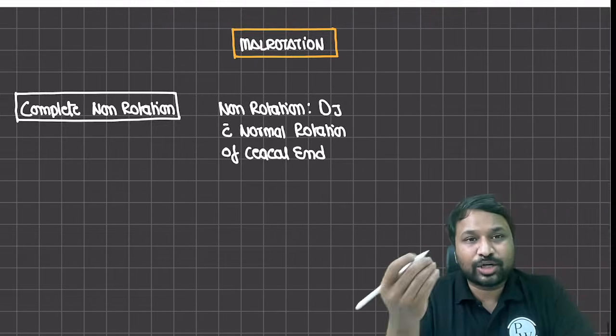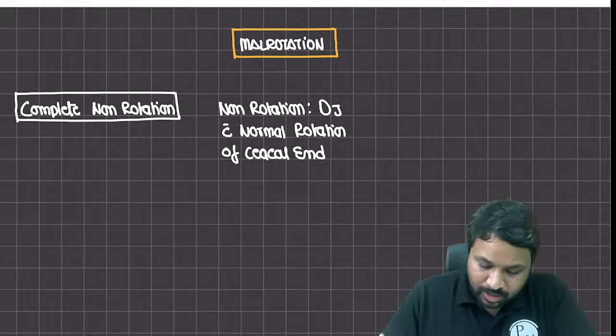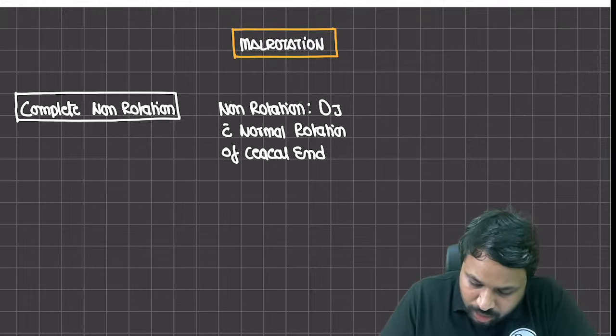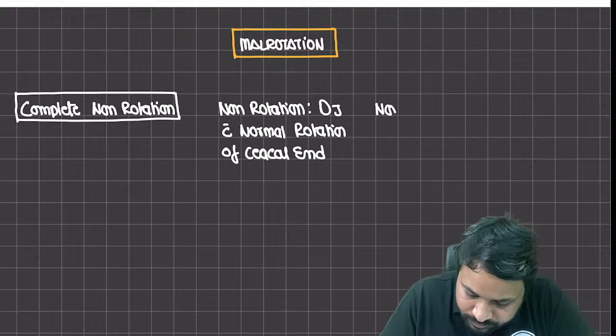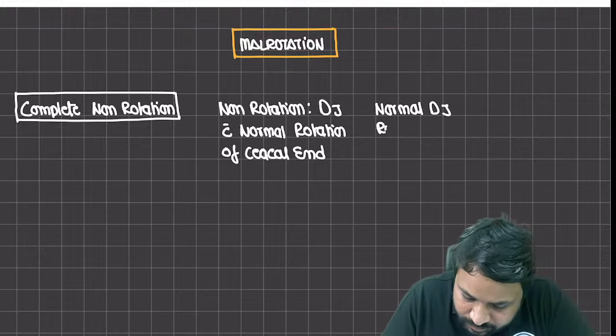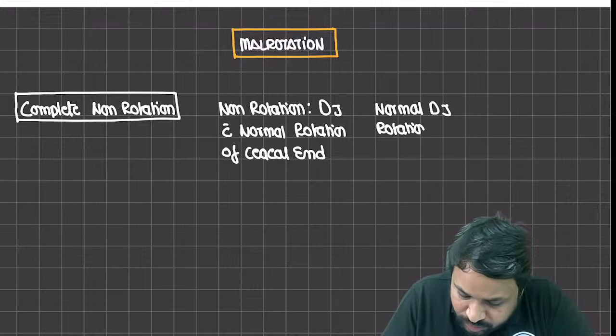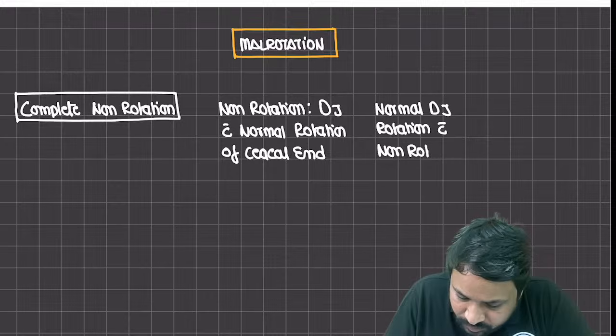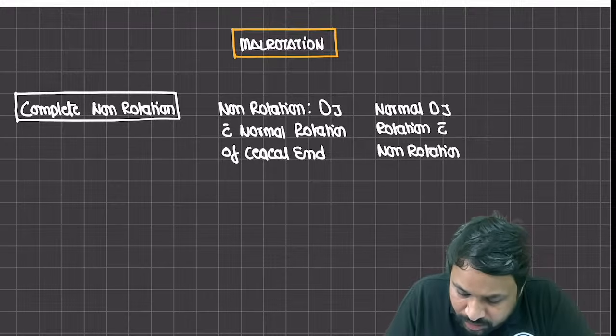Another possibility is a converse of this. ठीक है. When I say converse of this, there is a normal rotation. There's a normal DJ rotation, that is duodenal rotation, with non-rotation of the cecal end.